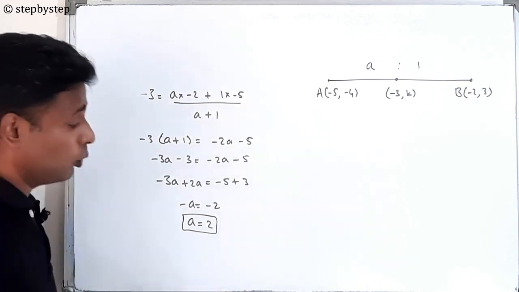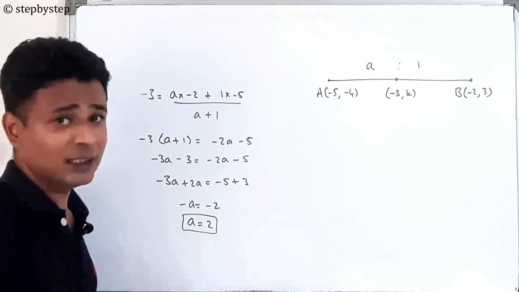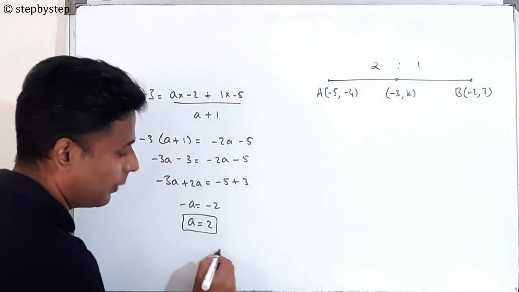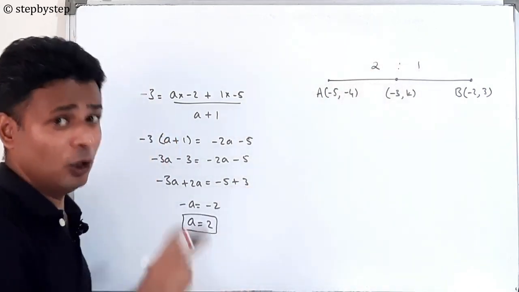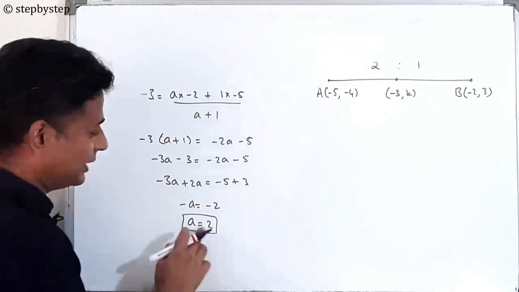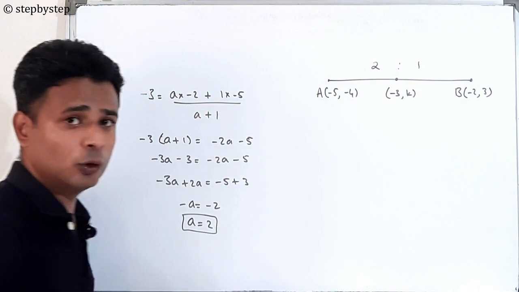We got a as 2. So what will be the ratio? 2 can be written as 2 by 1. So the ratio is 2 is to 1. If I had got something like 2 by 3, what would be the ratio? 2 is to 3. If I had got 2 by 5, the ratio would have been 2 is to 5. But since we got a as only 2, the ratio is 2 is to 1.